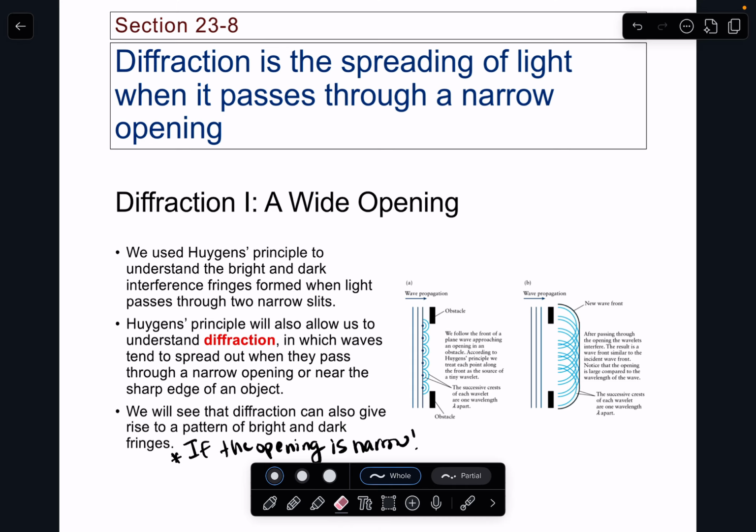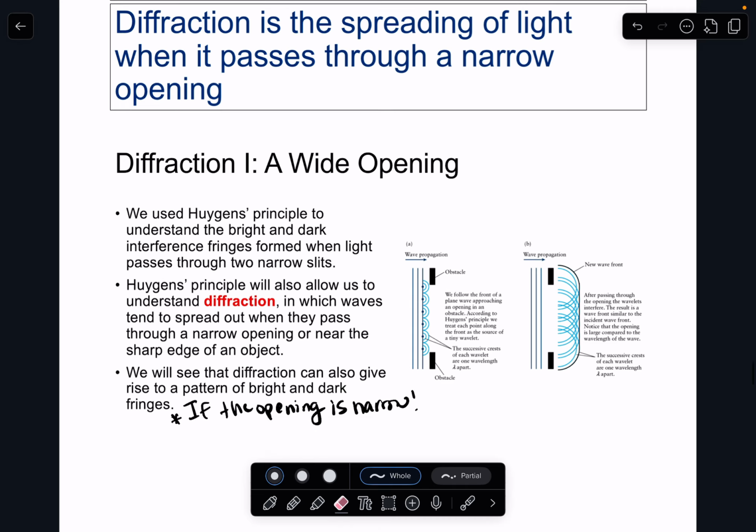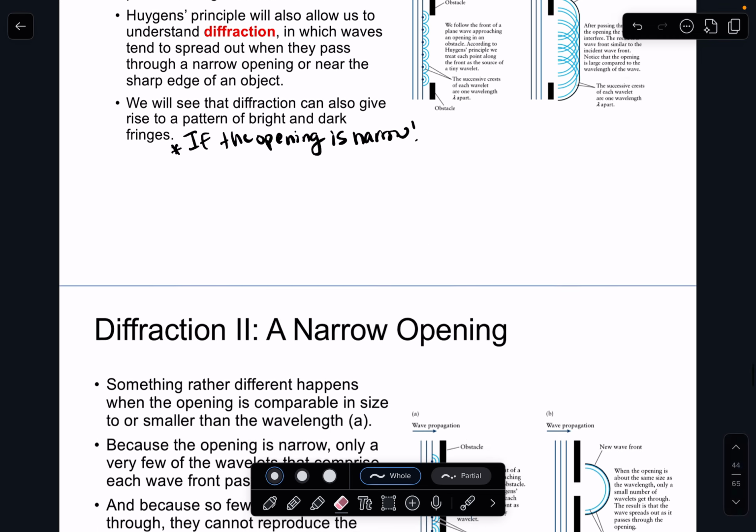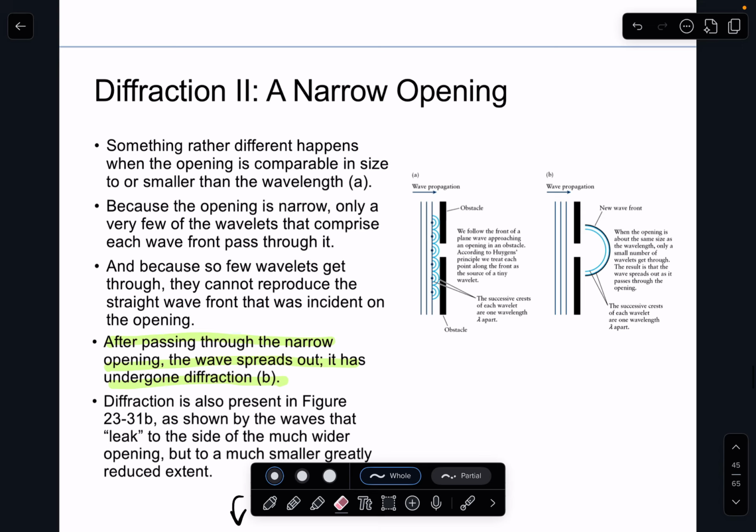However, when that opening is narrow, we're going to actually get the bright and the dark fringes again. So now the opening is narrow. What do we mean by narrow? We mean that the opening is roughly the same size or smaller than the wavelength of the light that we're sending through. Because the opening is narrow and really close to the wavelength of light, only a few of the wavelets are going to go through, like one, right here.